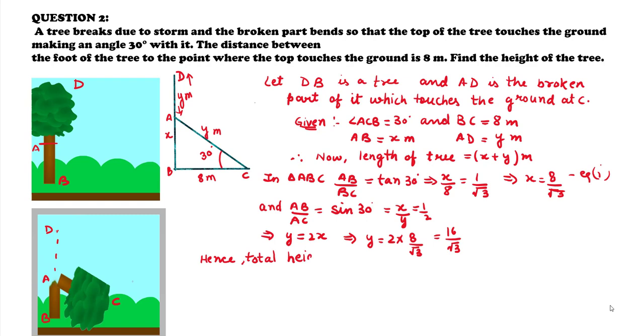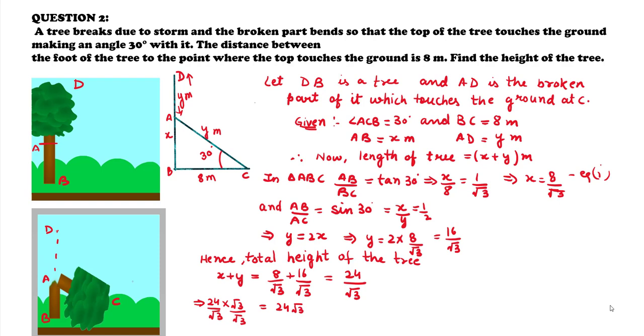Hence, the total height, that is the height of the tree, is X plus Y. That is 8 upon root 3 plus 16 upon root 3. Root 3 is the LCM, so it is 24 upon root 3. As the denominator has a root, we will rationalize the number. To rationalize, multiply and divide the whole number by root 3.